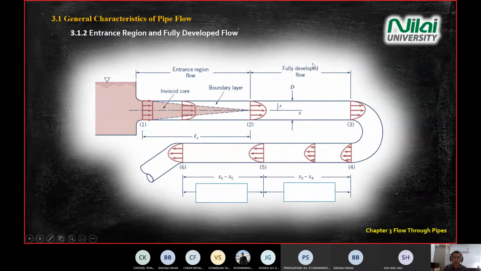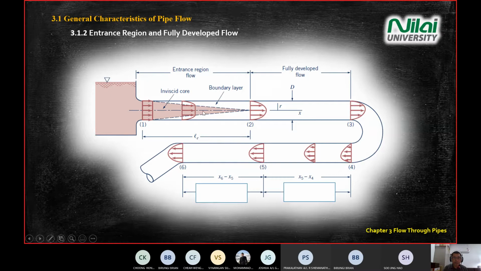And then it is followed by fully developed flow. Now, if you see from the diagram that you have there, what does it mean from the velocity profile that you see here? It means at the entrance region, you have a uniform flow because the velocity vector is all the same magnitude here. So you have a uniform flow at the entrance, section 1.